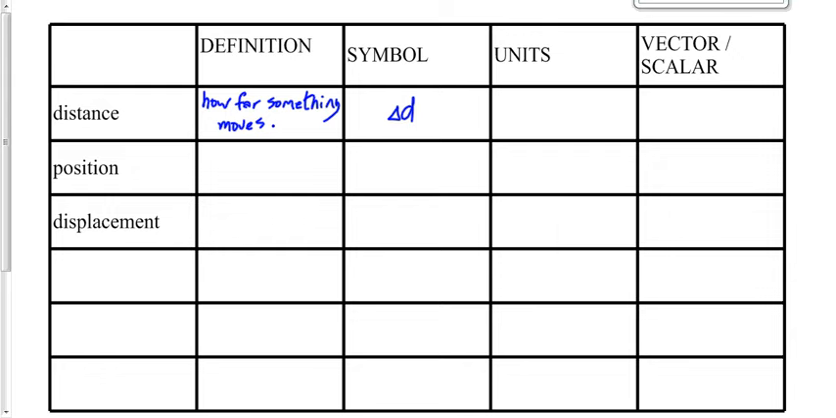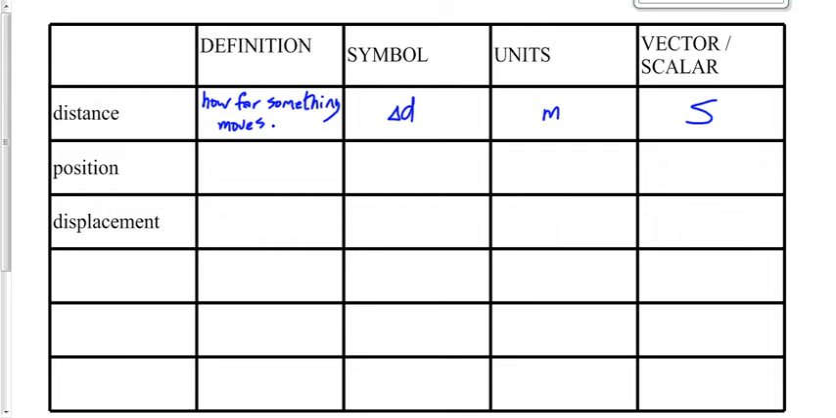The units for distance will typically be, although there's lots of units that we can use, the units will typically be, you want to take a stab at it? Typically going to be meters. Sometimes we can use centimeters, sometimes we can use kilometers, sometimes we can use miles or yards. But the typical units, the units that you use if in doubt, go to meters. And distance is a scalar. There is no direction associated with distance.